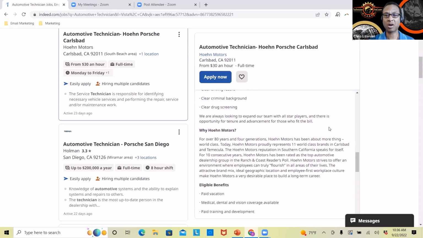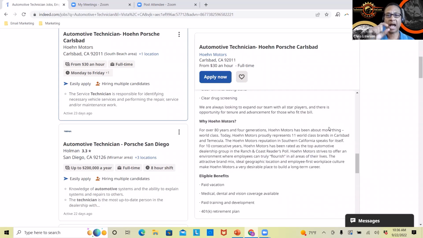"We're always looking to expand our team with all-star players, and there's opportunity for tenure and advancement for all those who fit the bill." There's a tiny bit of benefit to a potential technician: an opportunity for tenure and advancement. Great. But it's just a couple of words, well into the ad. By now most techs would bounce, unless they're a Porsche certified tech looking for a Porsche certified job opportunity, and they're very specific and focused. They would have bounced by now, because it looks like a million other ads. It's just not compelling at all. It doesn't paint a picture. It doesn't create a story.